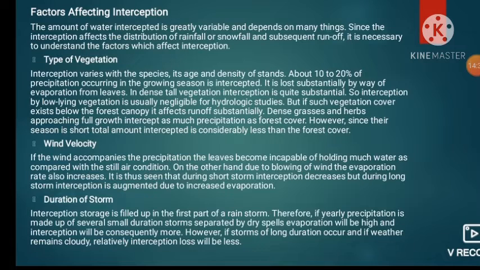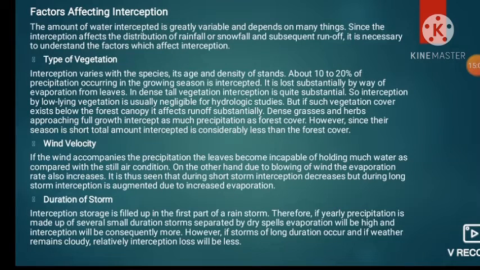Wind velocity. If the wind accompanies the precipitation, the leaves become incapable of holding much water as compared with the still air condition. On the other hand, due to the blowing of wind, the evaporation rate also increases. It is thus seen that during a short storm interception decreases, but during a long storm interception is augmented due to increased evaporation.